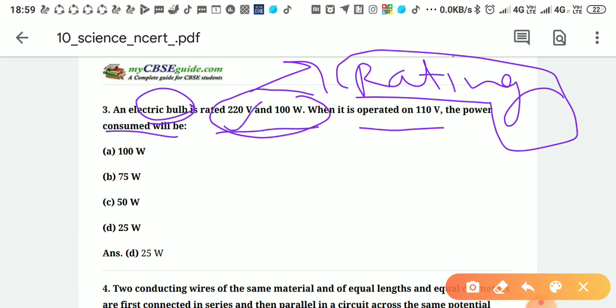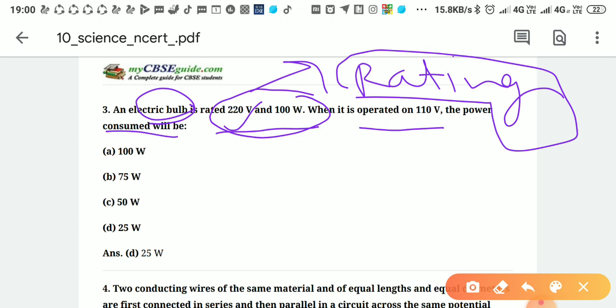Suppose you are going to a shopkeeper and you are asking for an electric bulb, and you can see the electric bulb is rated at 220 volt and 100 watt. It means that the bulb should be operated on 220 volt, and if you operate it on 220 volt, then it will give you 100 watt power. That bulb can consume 100 watt power when you apply it on a 220 volt supply line. Okay, or we can say when we use it at our home, because in our home there are 220 volt.